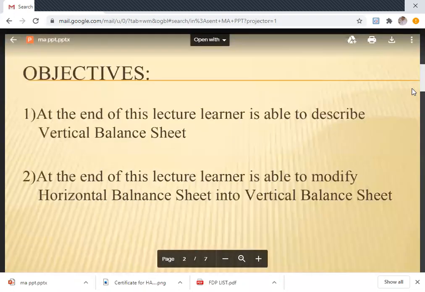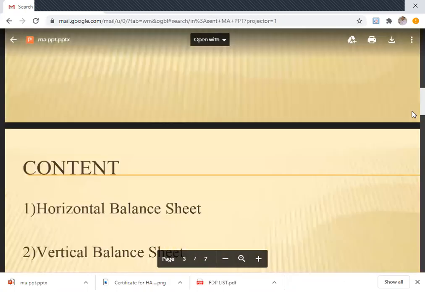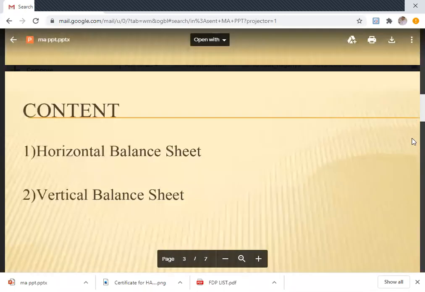The objectives of today's session are: at the end of this lecture, the learner is able to describe vertical balance sheet, and second, the learner is able to modify horizontal balance sheet into vertical balance sheet. Content: horizontal balance sheet and vertical balance sheet.